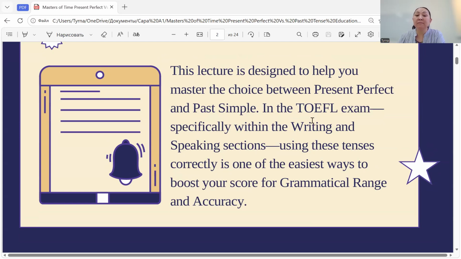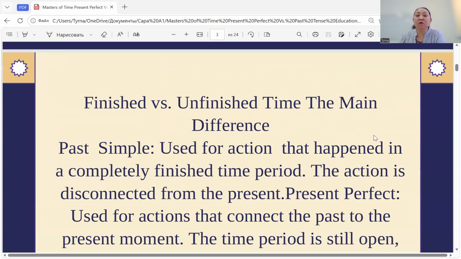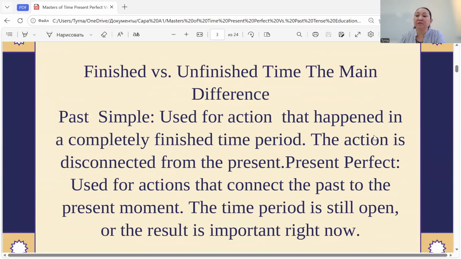In the TOEFL exam, specifically within the writing and speaking sections, using these tenses correctly is one of the easiest ways to boost your score for grammatical range and accuracy. Finished versus unfinished time, the main difference.